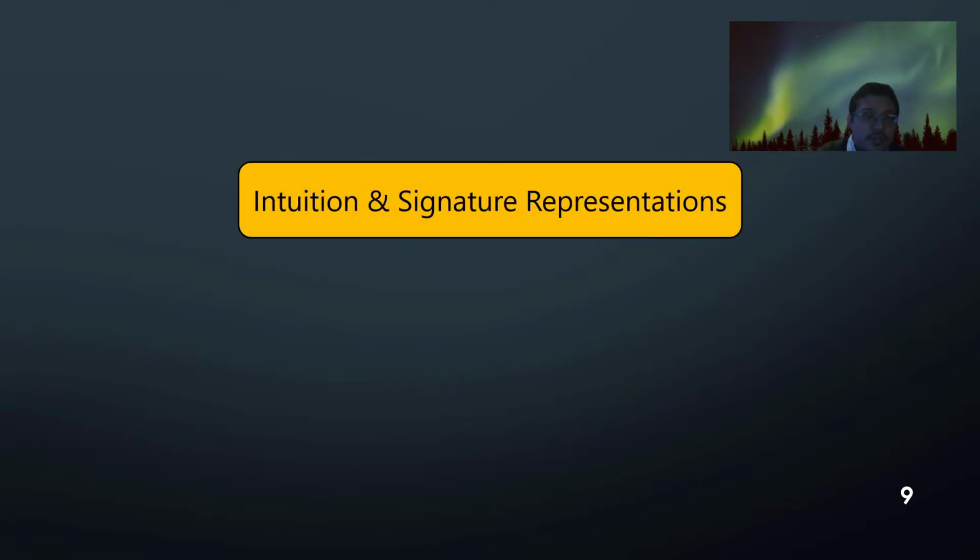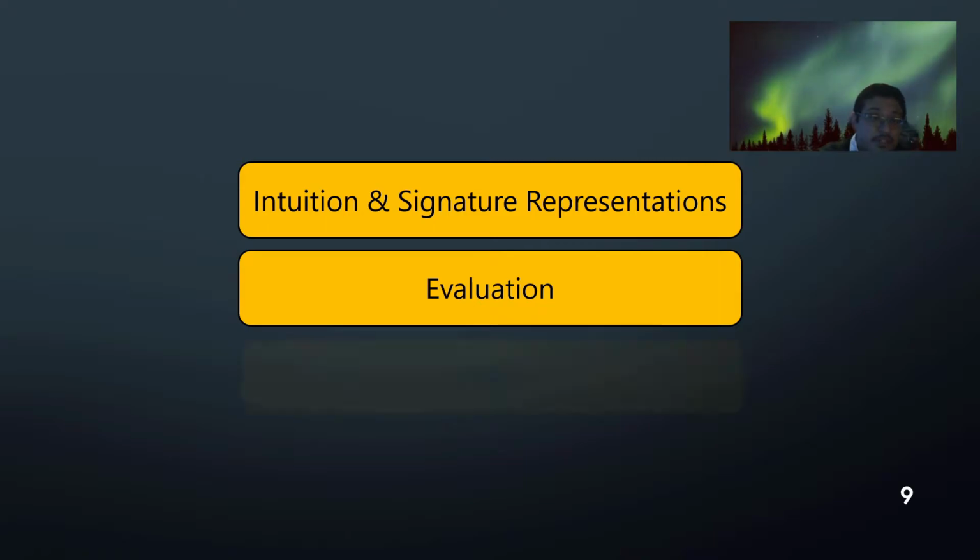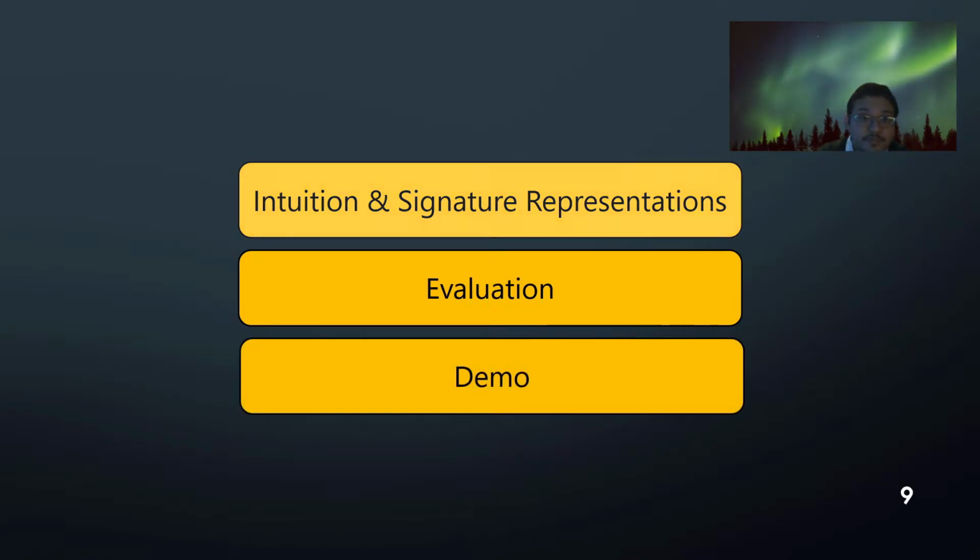So now we're going to talk about the overview of the rest of the paper. We're going to talk about our intuition and the attack signature representations. Then we'll talk about evaluation, and we'll conclude with a small demo. So now let's talk about the intuition and the signatures.